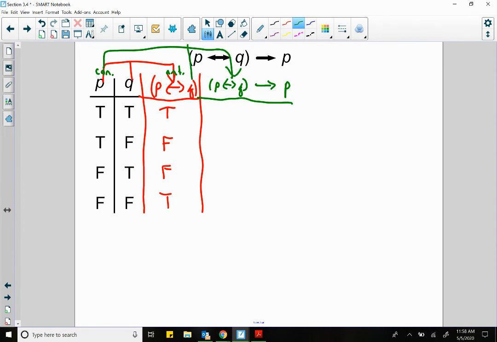And make sure, again, that you look at it from the antecedent to the consequent. And for conditionals, only false when the antecedent is true, consequent is false. All right. So antecedent is true, consequent is true. So that's a true statement. Antecedent is false, consequent is true. That is a true statement. Antecedent is false, consequent is false. That is a true statement. Antecedent is true, consequent is false. That's a false statement. And there's the final answers.